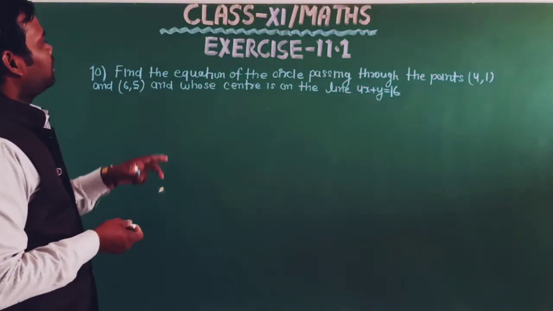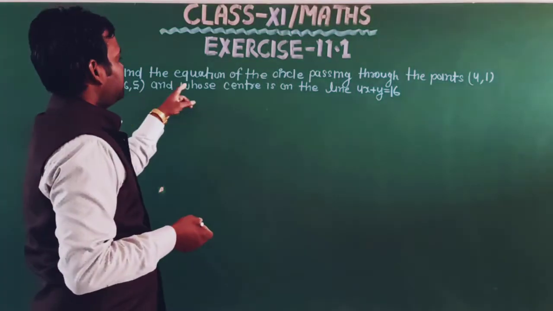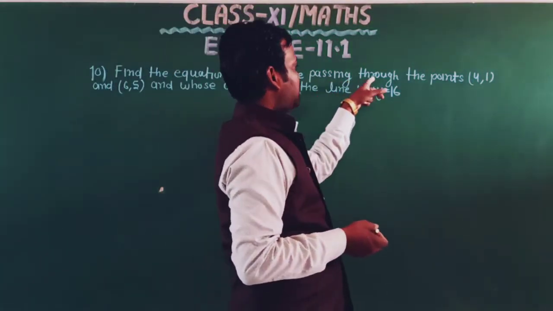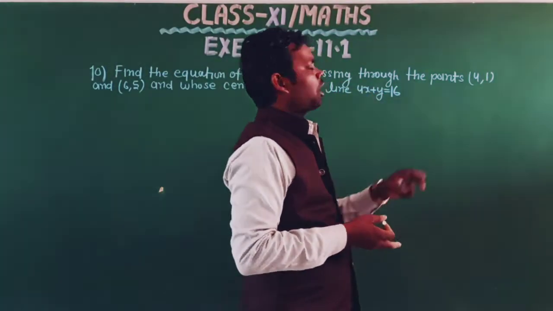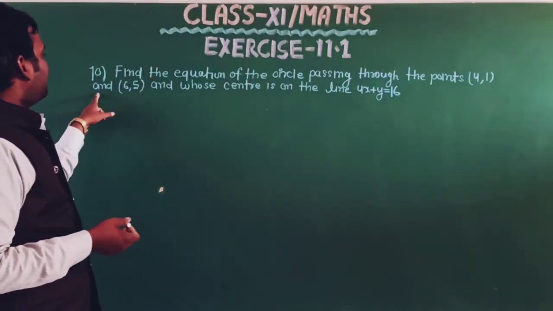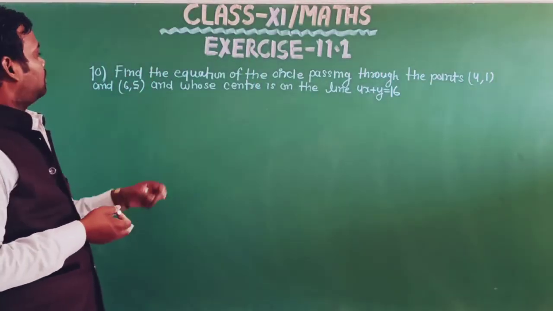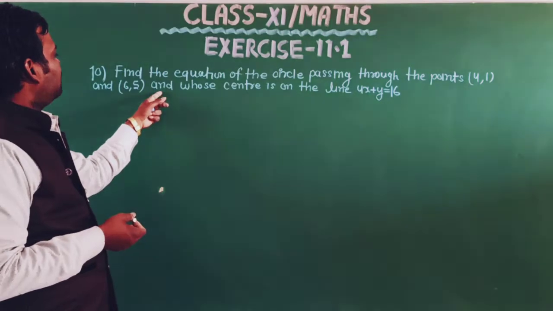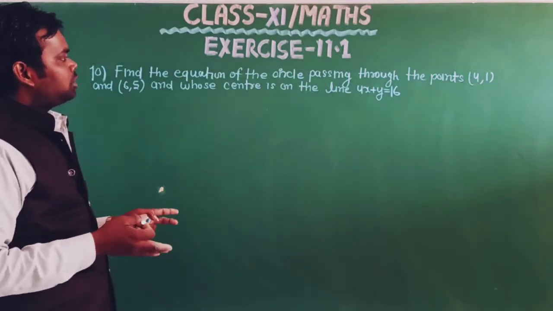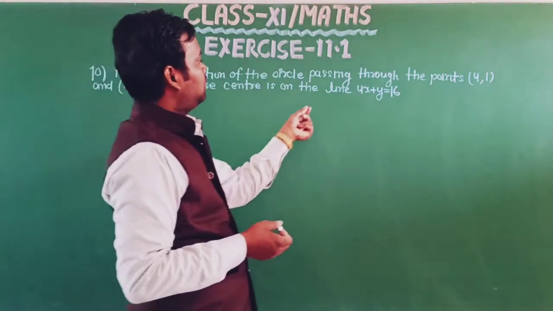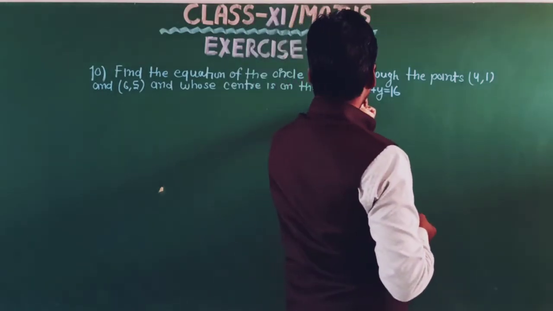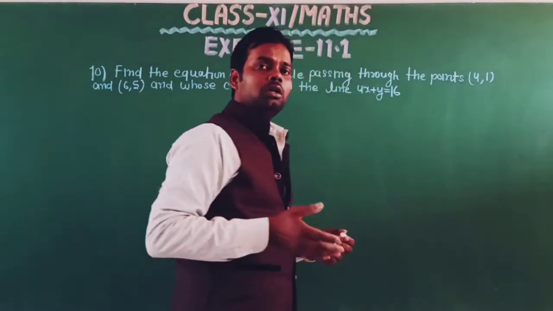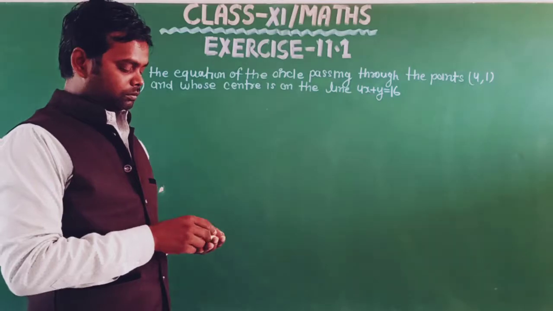So in this question it has been said: find the equation of the circle passing through the points (4, 1) and (6, 5), and whose center is on the line 4x + y = 16. Okay.